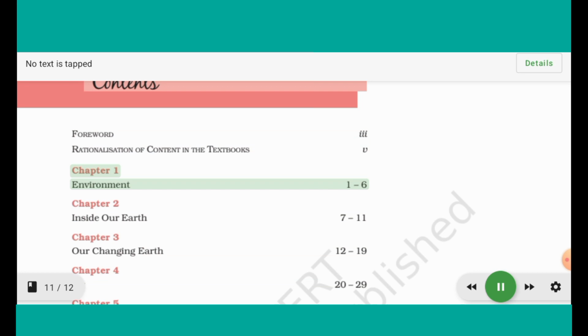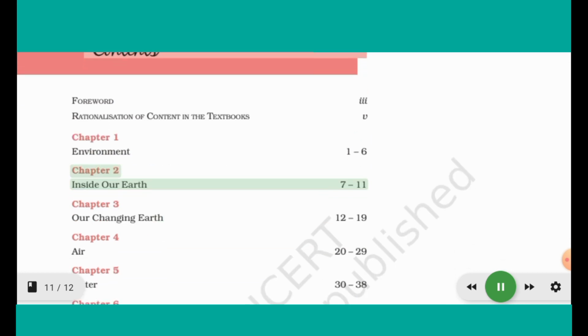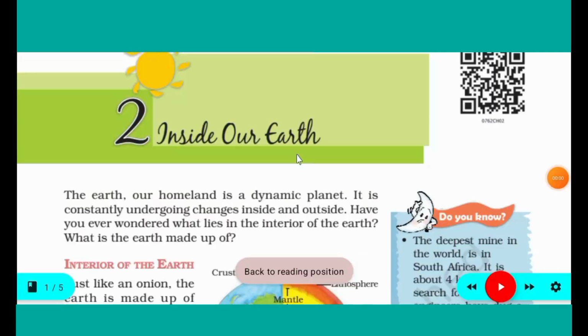Chapter 1 Environment 1–6. Chapter 2 Inside Our Earth 7–11.